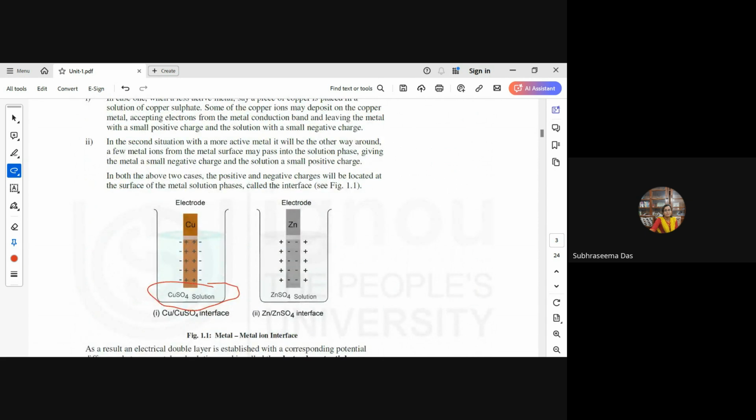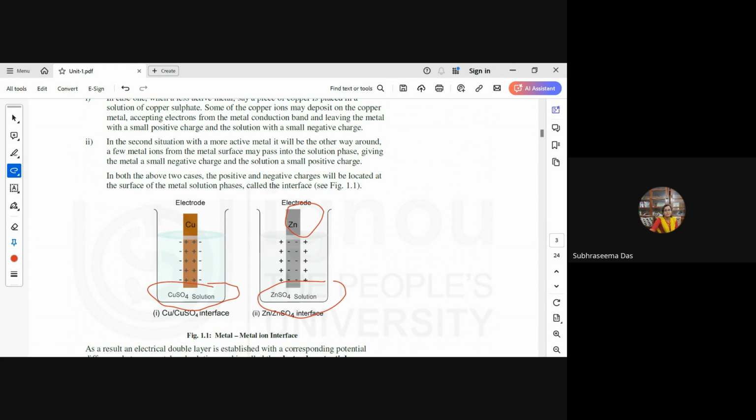In the second case, we take a metal like zinc and dip it in a solution of its salt, that is zinc sulfate. So this is the zinc sulfate solution and this is the zinc electrode. Since zinc is a very reactive metal, at the interface of zinc and zinc sulfate solution, the zinc metal develops a slight negative charge, whereas the solution develops a slight positive charge. We can see that in both cases, the positive and negative charges are located at the surface of the metal and solution phases, that is the interface.